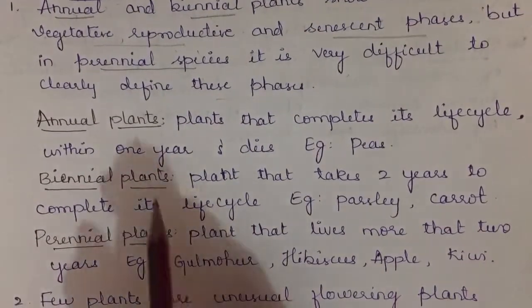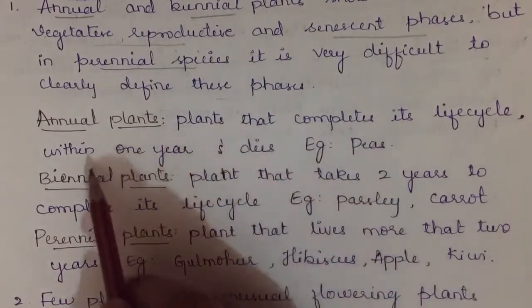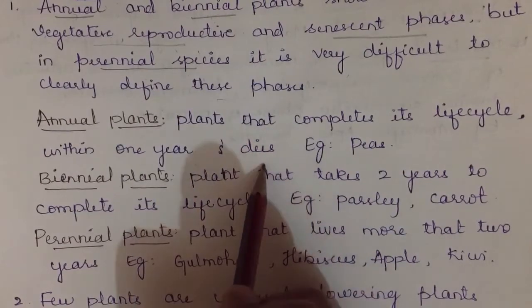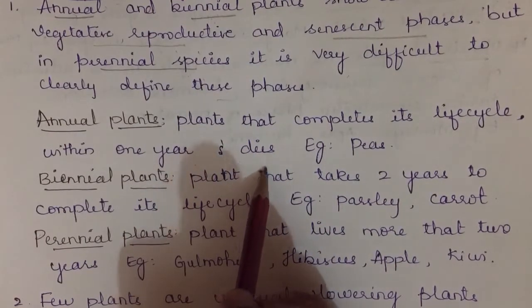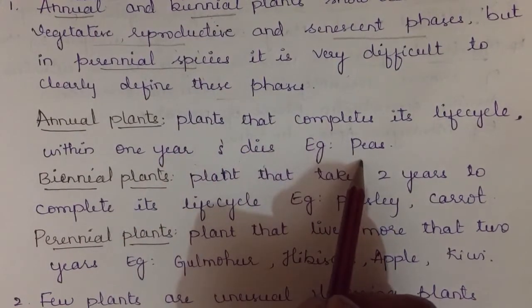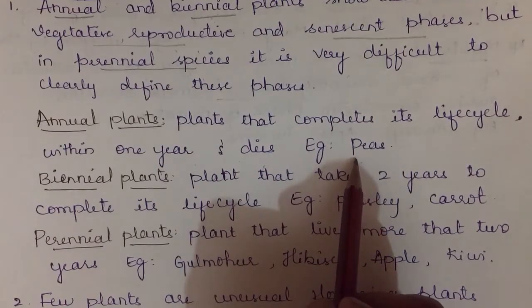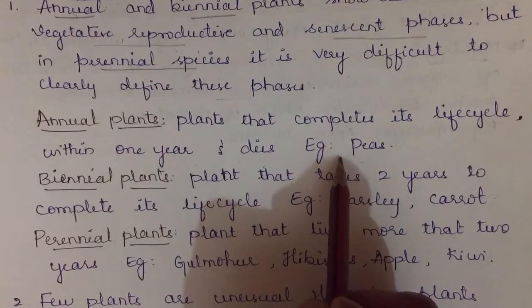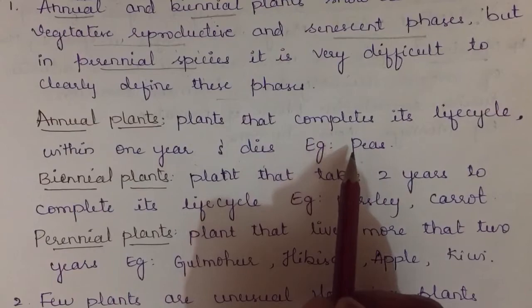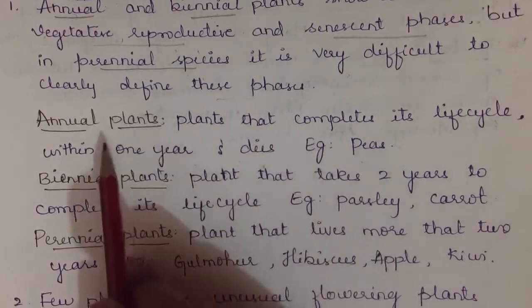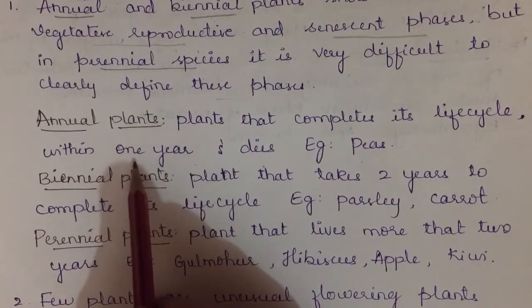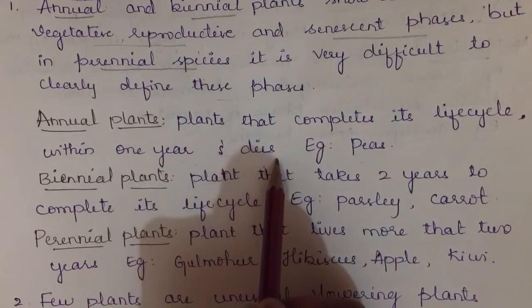Annual plants complete their life cycle within 1 year and die, which means the plants have a 1 year lifespan. Example, pea plant. You have many plants like rice, especially monocots, that live only for 1 year. The plants which complete their life cycle within 1 year are called annual plants. Within 1 year they reproduce and they die.